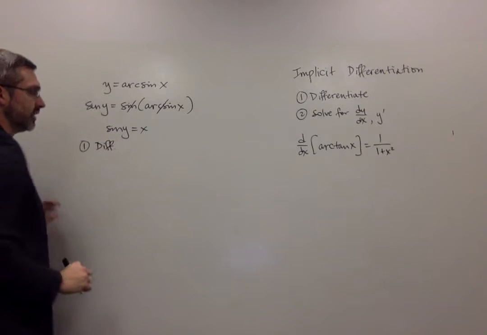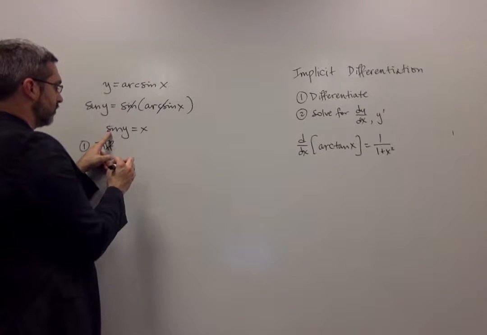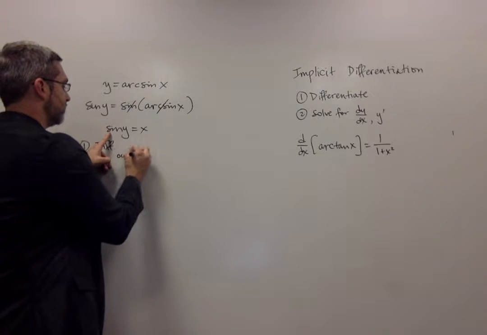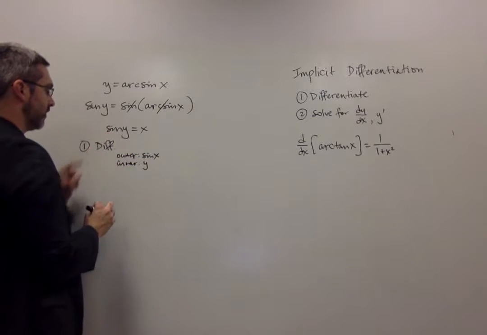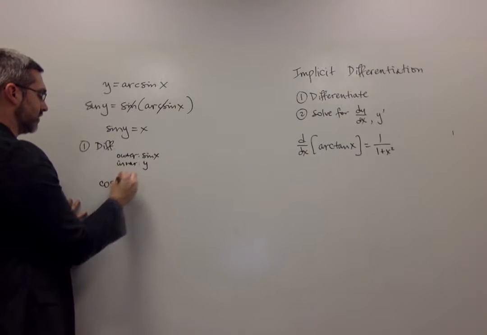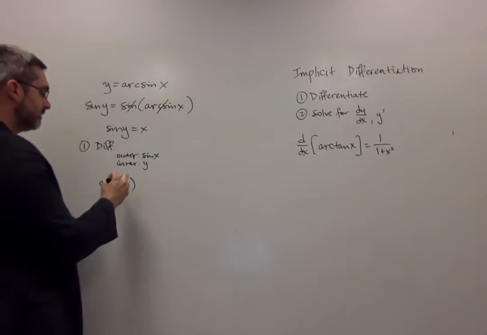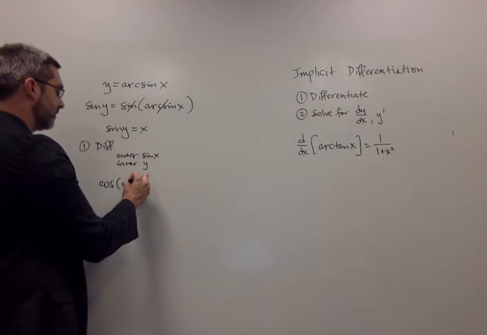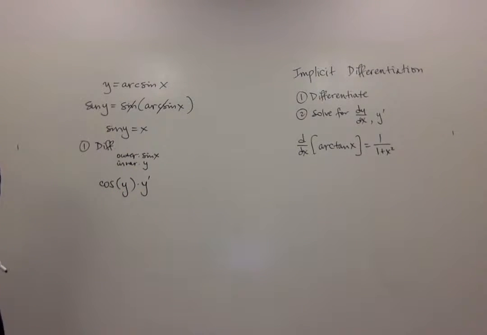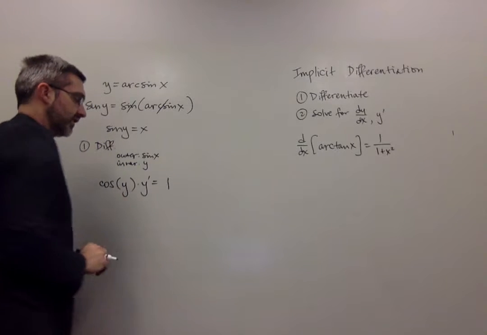So let's differentiate this. So the derivative, again, this left side, I have a chain rule. The outer function is sine, and the inner function is y. So I'm going to have to differentiate the outer function. Derivative of sine is cosine. Plug in the inner function y, and then multiply by the derivative, y prime. So that's the derivative on the left side. The derivative on the right side is, the derivative of x is 1. That part's an easy part.